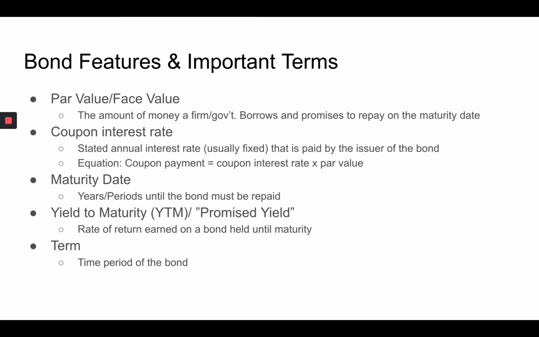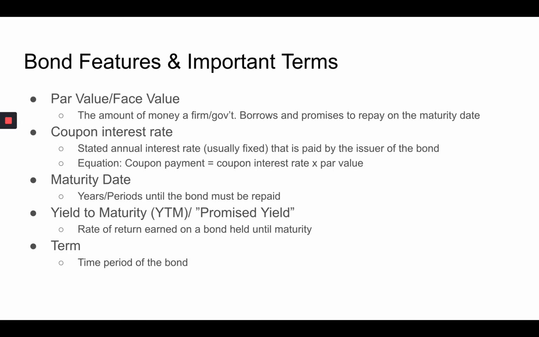Next, we have the coupon interest rate. This is the annual interest rate, usually fixed, that is paid by the issuer of the bond. The equation for this is the coupon interest rate times the par value, which is going to be your coupon payment that you get for the pre-agreed periods. Next, we have the maturity date. This is the years or periods until the bond must be repaid.